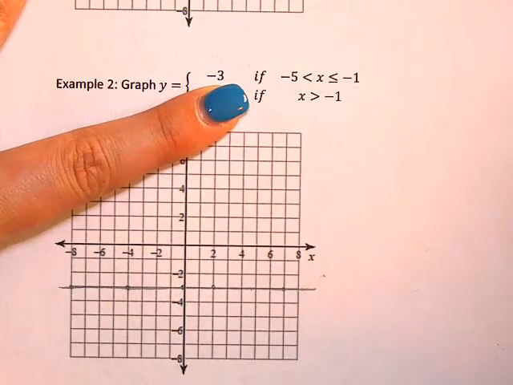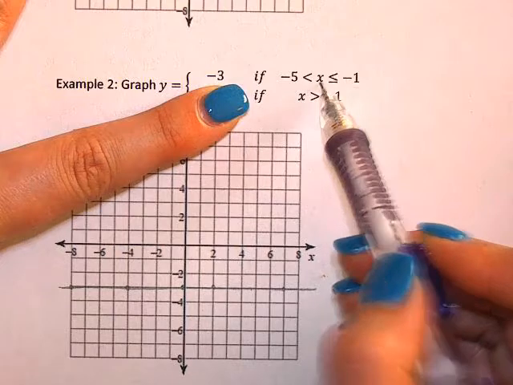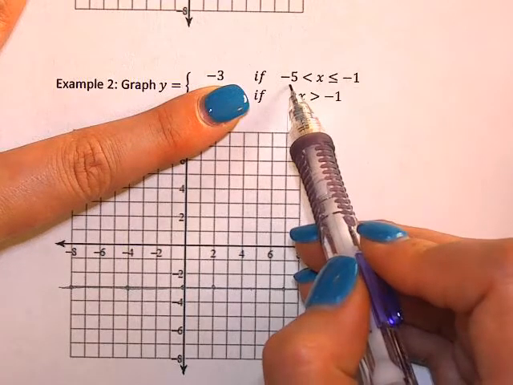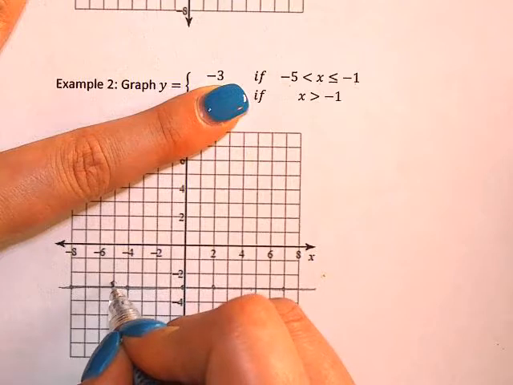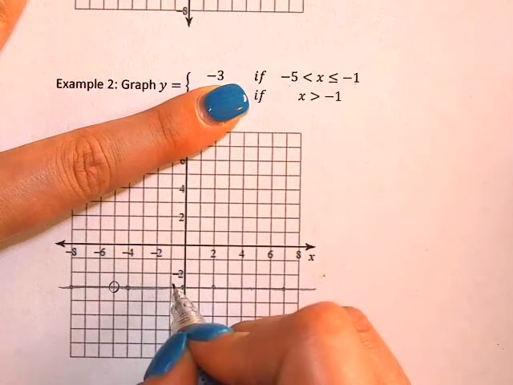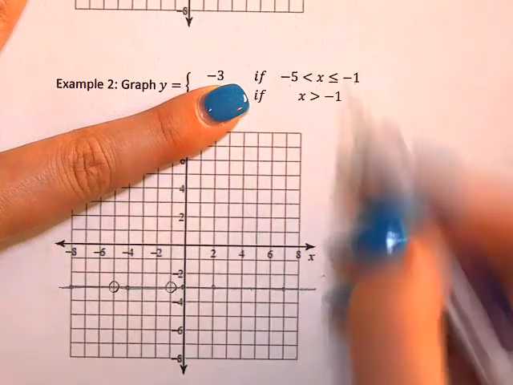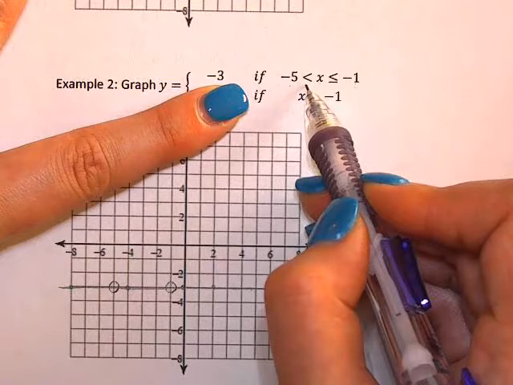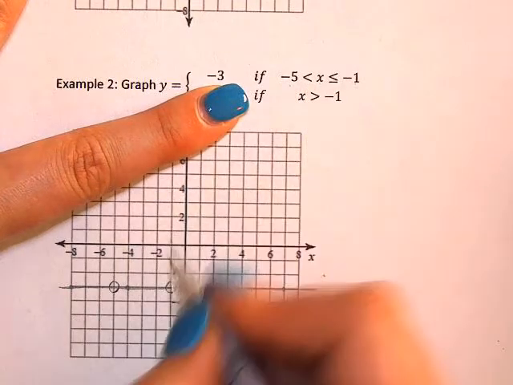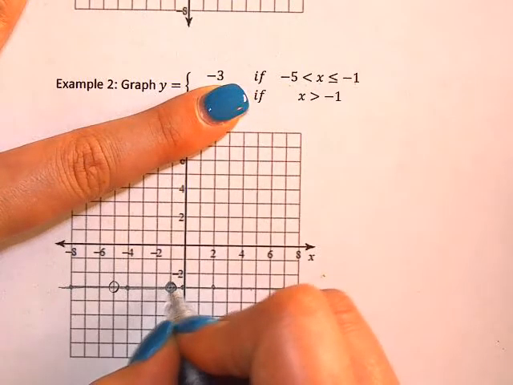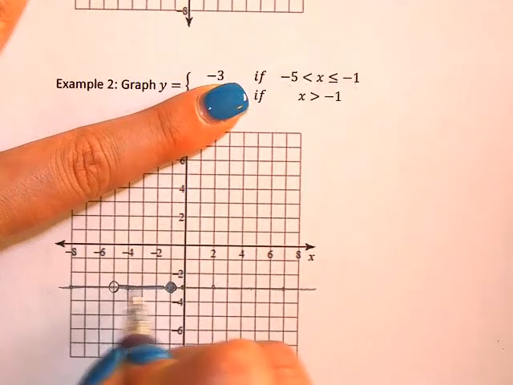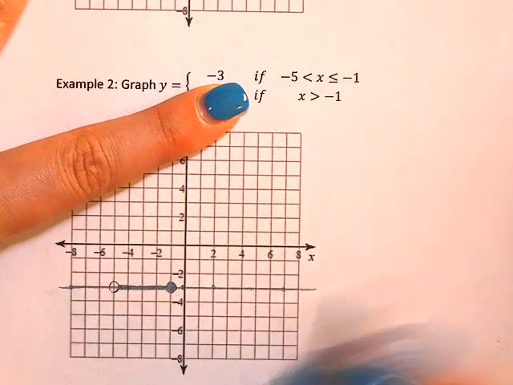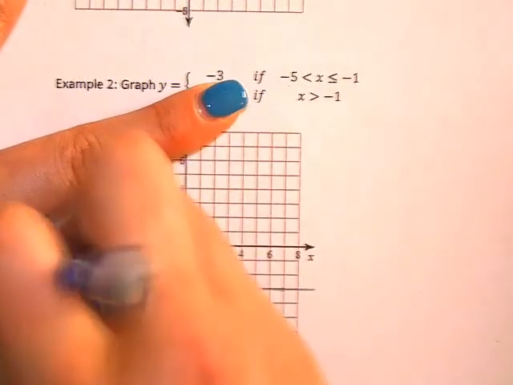All right, and it says if x is between -5 and -1. So here's an x value of -5, here's an x value of -1. I do not fill in the -5. I do fill in the -1. And it says I'm using everything between that. So I'm going to make between it dark, and then I'm going to erase the rest.